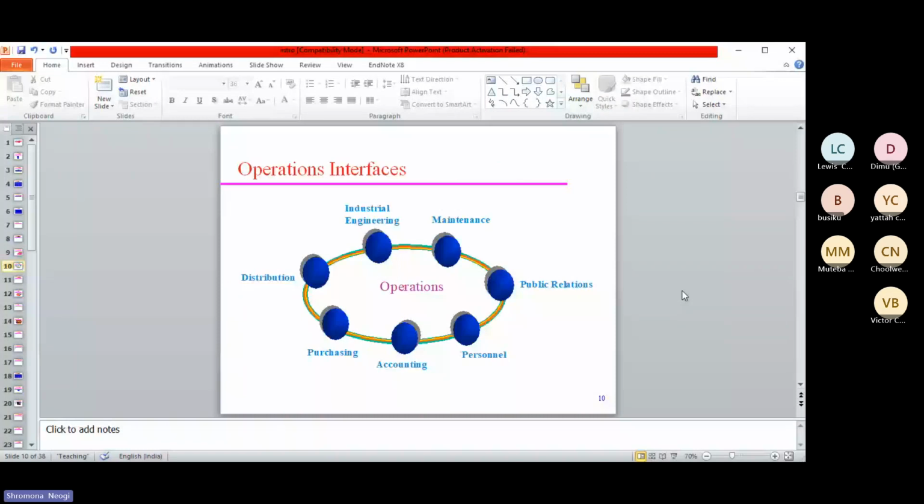Now, operations is not just about production, right? Operations is not just in the productions. Yes, the basic is production, but it interacts with all these. How? We'll talk about that. When we generally say operations management, we generally take into consideration the production part. We most of the time ignore its interfaces with the other functions as well.